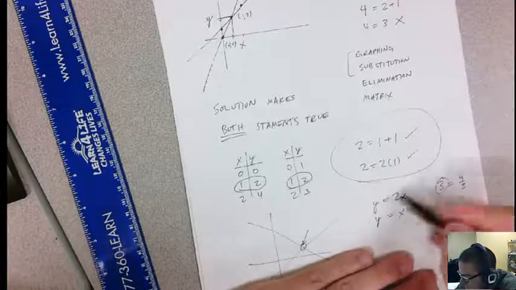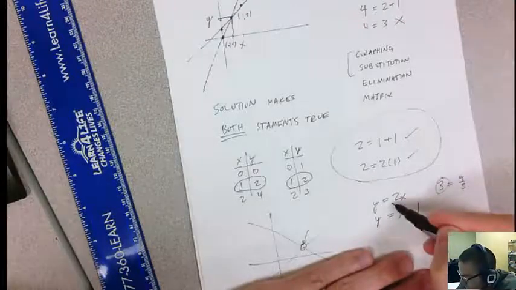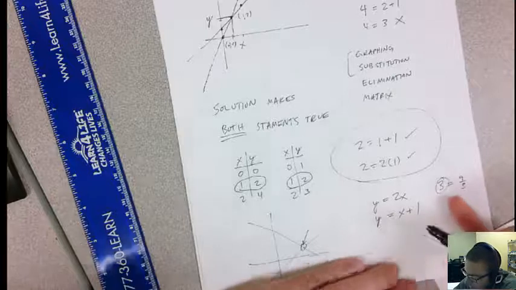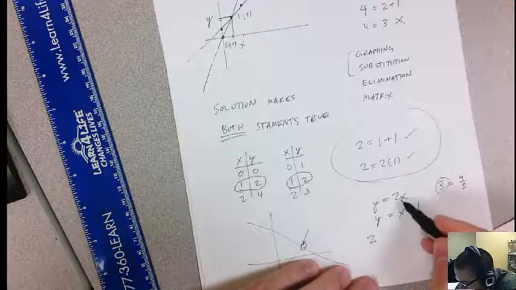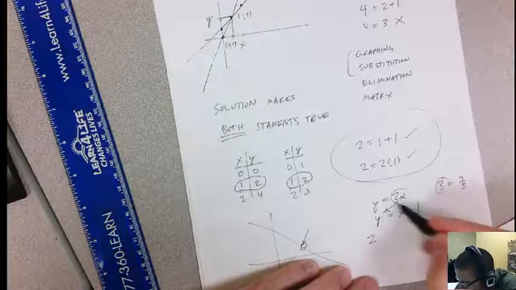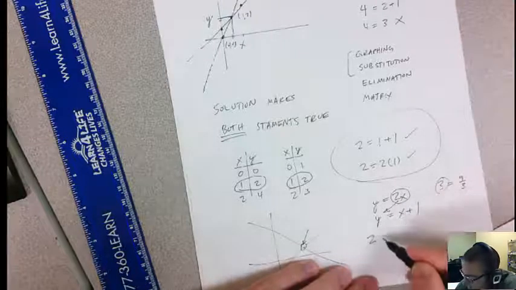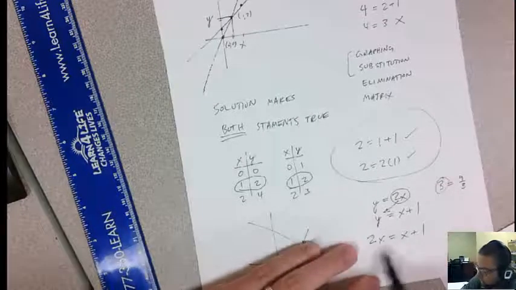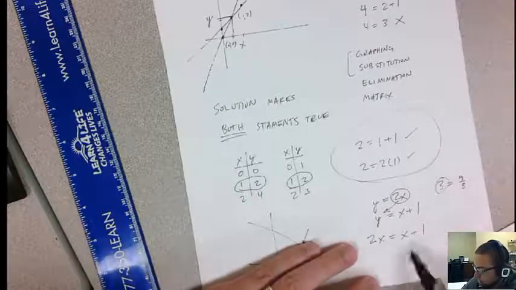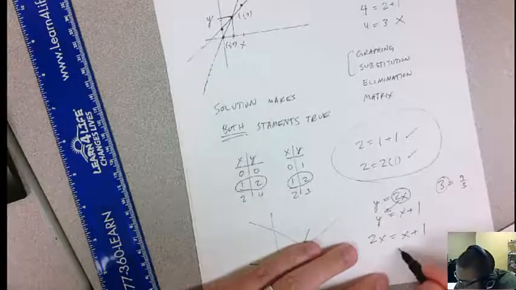Well, these two things are equivalent to each other, so wherever I see a y, I can just put in a 2x instead, and it would still be a true statement, right? So I'm going to do that. I'm going to substitute 2x for y in the second equation, and then I get this equation, right? Now I can solve this just for x, right? Using my equation solving method.